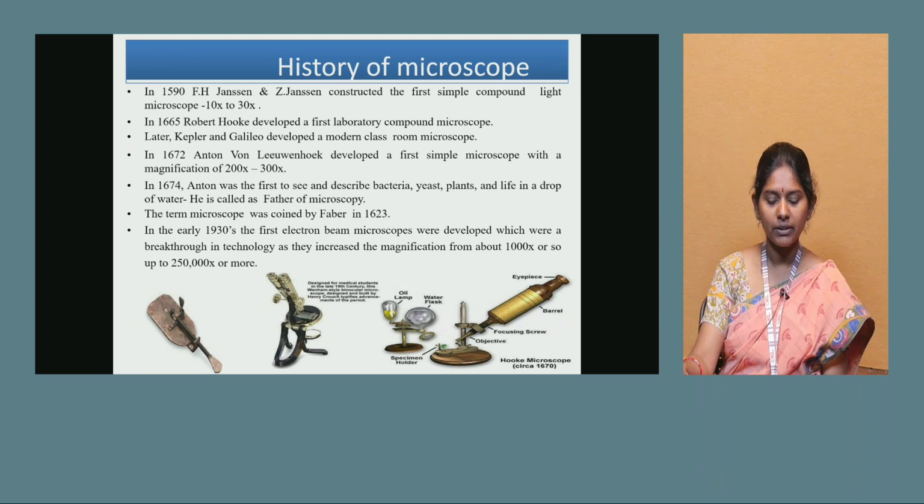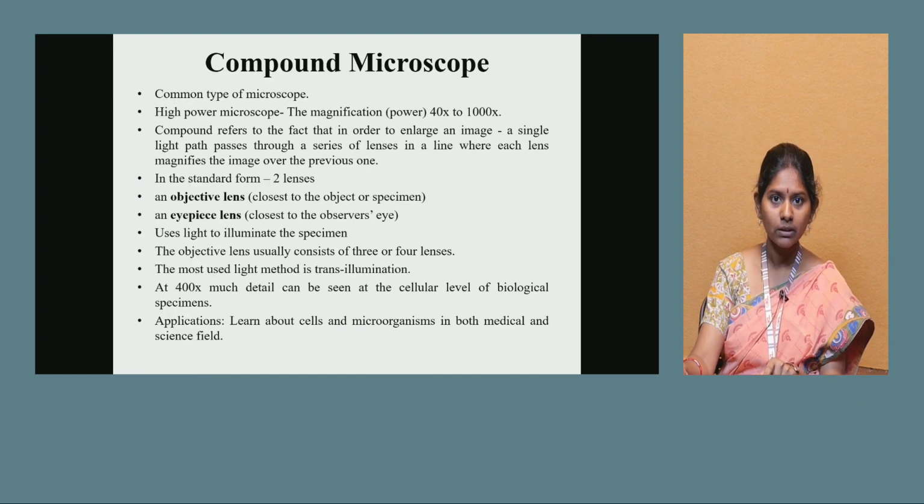So this is a brief history of the microscope. The first and simple microscope is the compound microscope. This is a common type of microscope, a high power microscope with magnification power from 40x to 1000x. Compound refers to the fact that in order to enlarge an image, a single light path passes through a series of lenses in a line where each lens magnifies the image over the previous one.